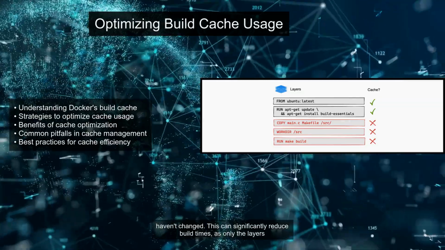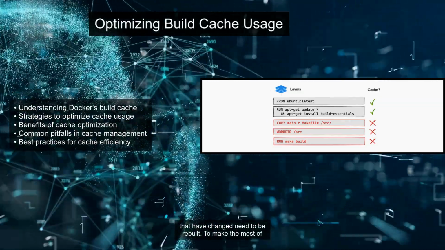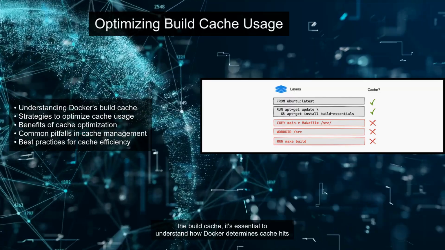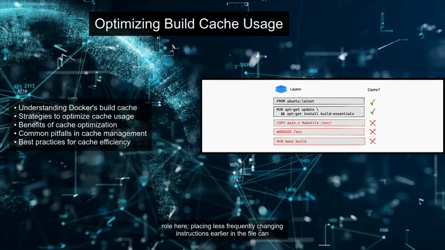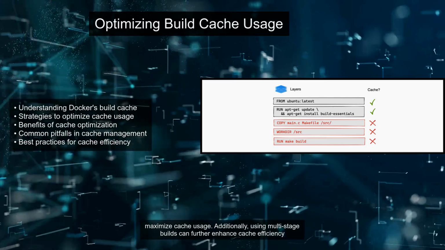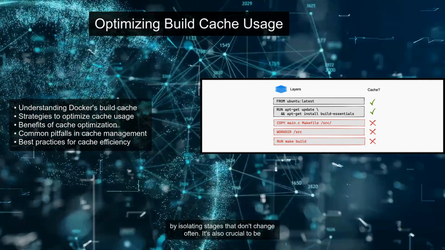This can significantly reduce build times, as only the layers that have changed need to be rebuilt. To make the most of the build cache, it's essential to understand how Docker determines cache hits and misses. The order of instructions in your Dockerfile plays a pivotal role here. Placing less frequently changing instructions earlier in the file can maximize cache usage. Additionally, using multi-stage builds can further enhance cache efficiency by isolating stages that don't change often.